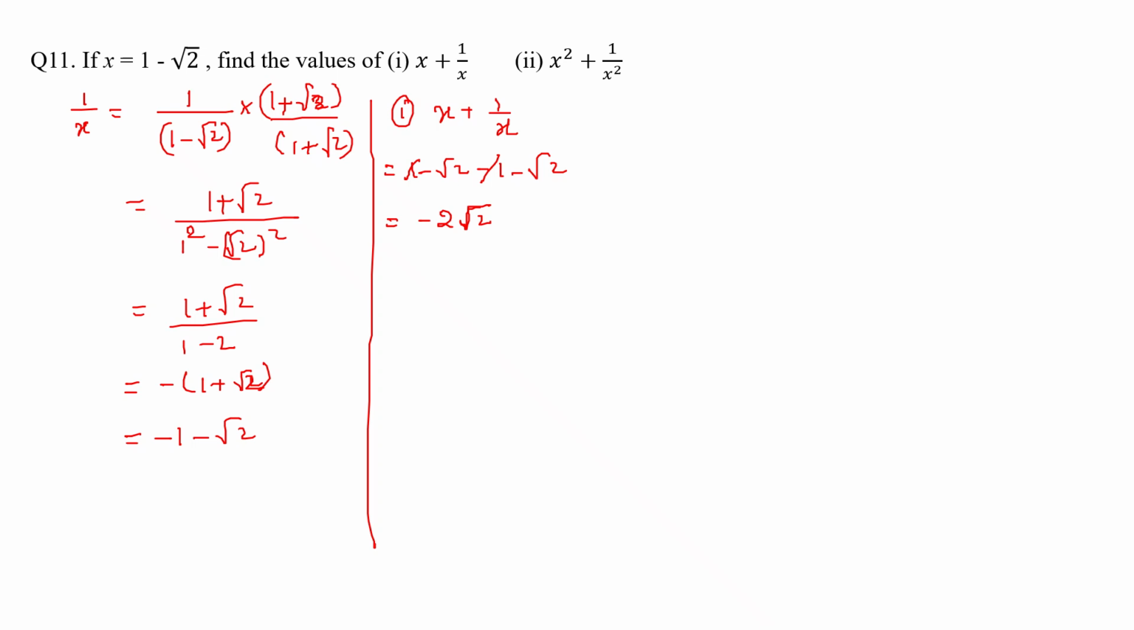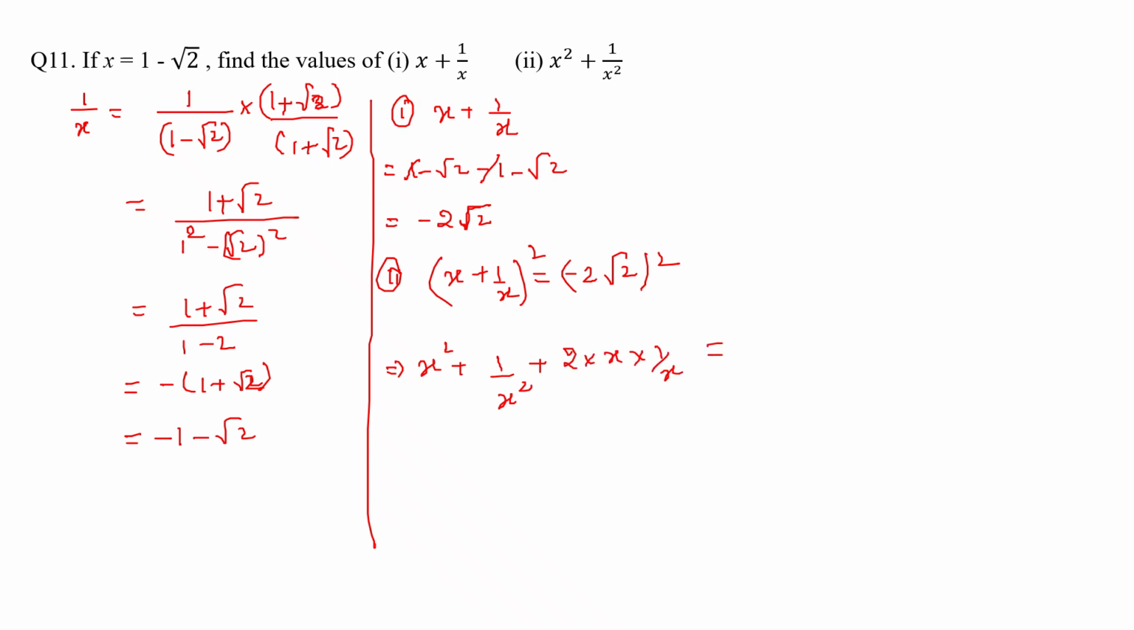Now the question has got another part also. You have to find the value of x square plus 1 by x square. So first what we got in the first case, I will write that x plus 1 by x is minus 2√2. Now to get x square and 1 by x square, that I will get if I do squaring on both the sides. Okay. So from here I will get x square plus 1 by x square plus 2ab, so 2 into x into 1 by x, equal to minus 2 square will give me 4 and √2 square will give me 2.